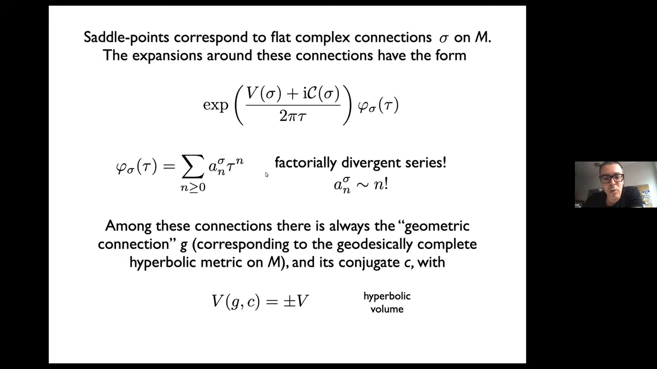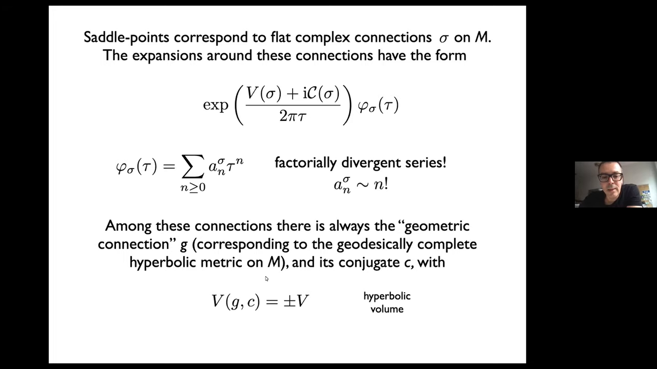Now, among these connections, as I said, there is the geometric connection, which corresponds to the geodesically complete hyperbolic metric on M. And there is also the conjugate connection to this geodesically complete hyperbolic metric. In general, you will have other discrete flat connections. But in the example I will look at concretely, which is the figure eight knot, there will only be these two connections, the geometric connection and the conjugate connection. So these are two special saddle points for this theory.